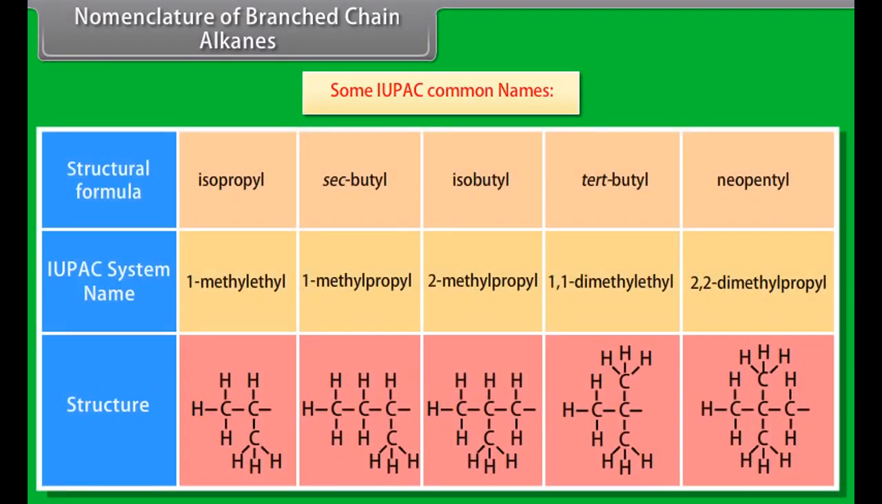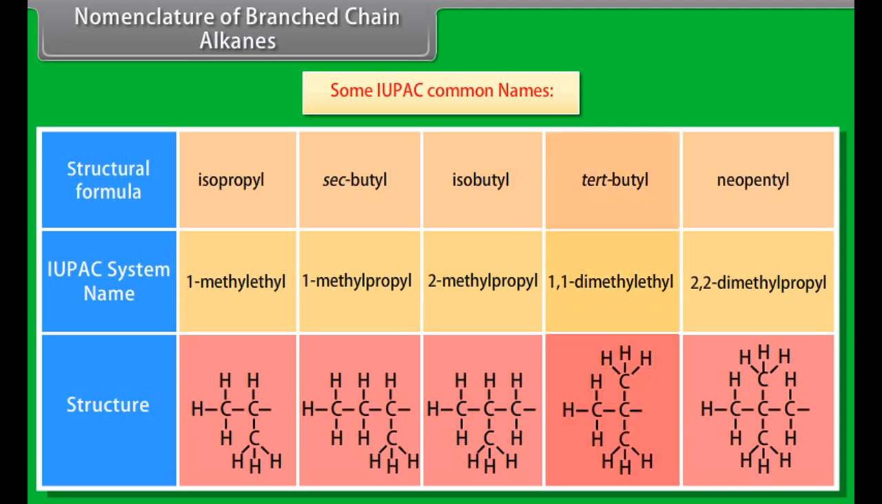Some IUPAC common names are: common name is isopropyl, its IUPAC name is 1-methyl ethyl, and its structure is this. Common name is sec-butyl, its IUPAC name is 1-methyl propyl, and its structure is this. Common name is isobutyl, its IUPAC name is 2-methyl propyl, and its structure is this.